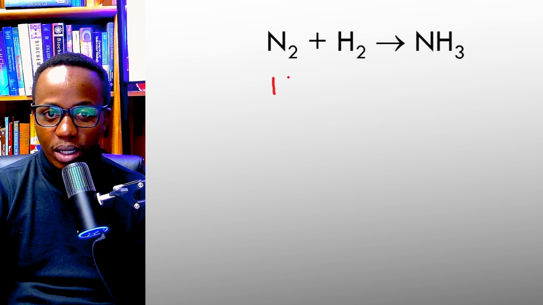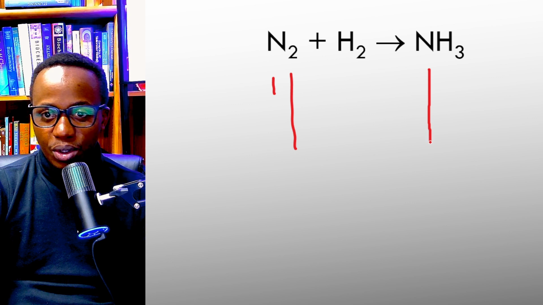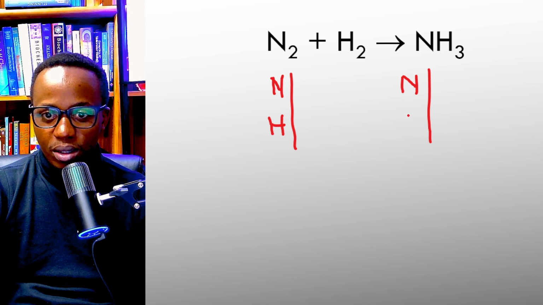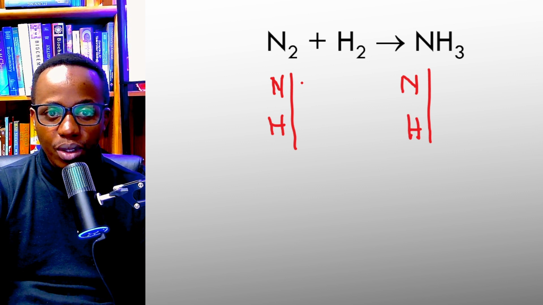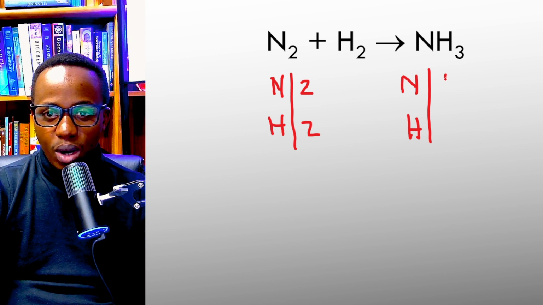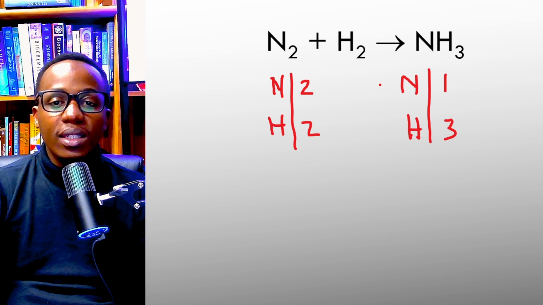So again, step 1, you draw a line for your reactants and products. You write down the list of your atoms in the same order as your chemicals. That's step 1. Step 2, write down the numbers of atoms. It's 2 for nitrogen, 2 for hydrogen. 1 for nitrogen here, 3 for hydrogen here. All right, that is step 2.